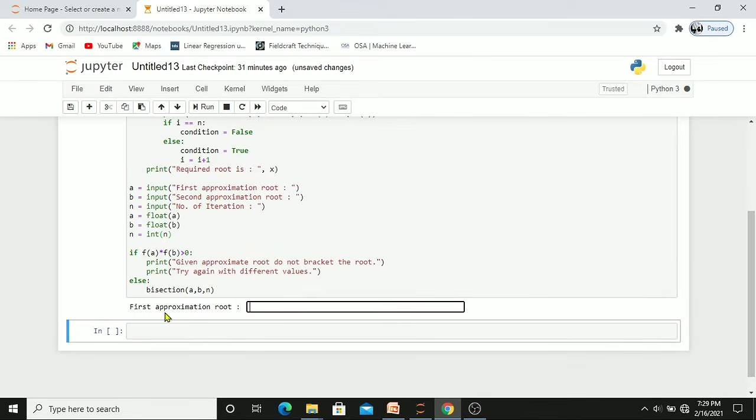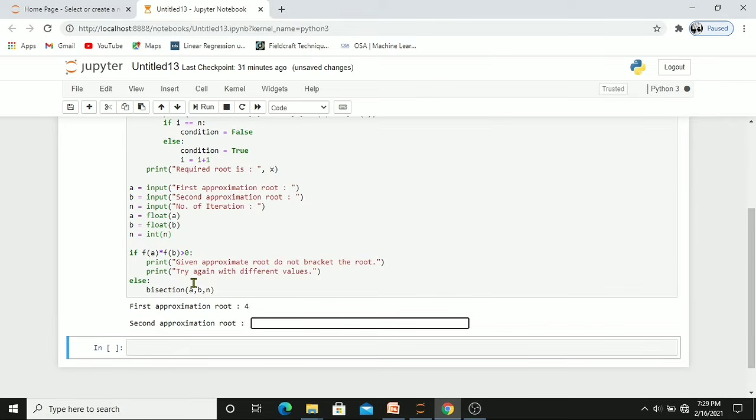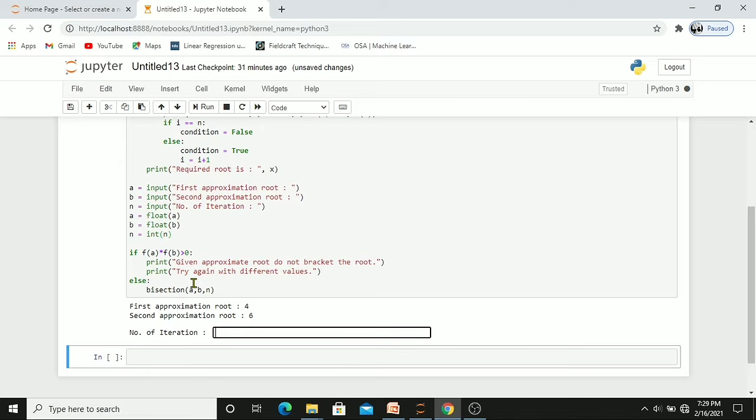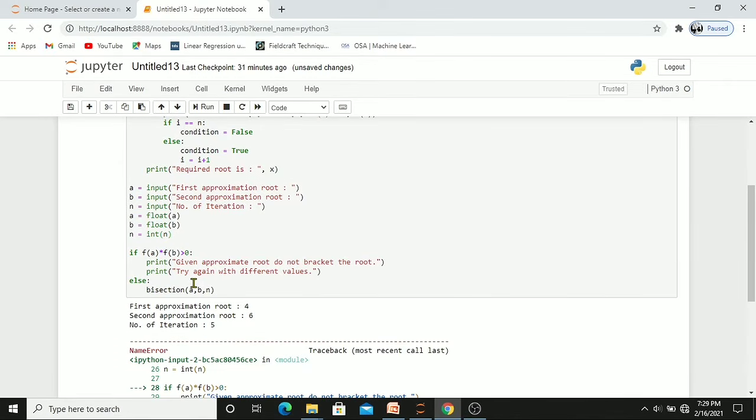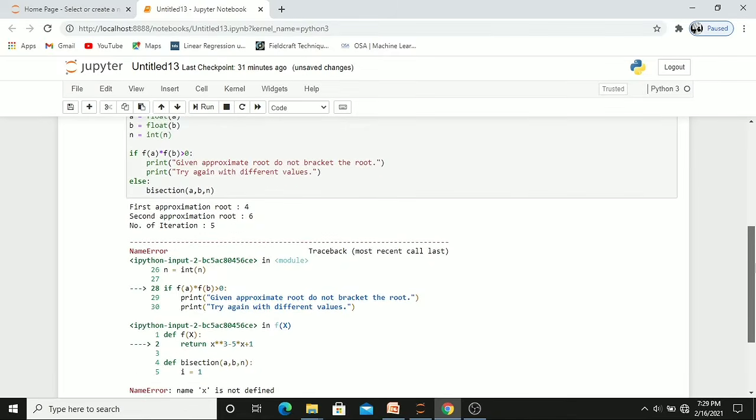Now it is asking for the first approximation root. Suppose the first approximation root is 4, a random check, right? What is the second approximation root? Suppose 6. What I want is the number of iterations, as in the question it was asked for 5 iterations. So here we are getting some errors. What is the error?